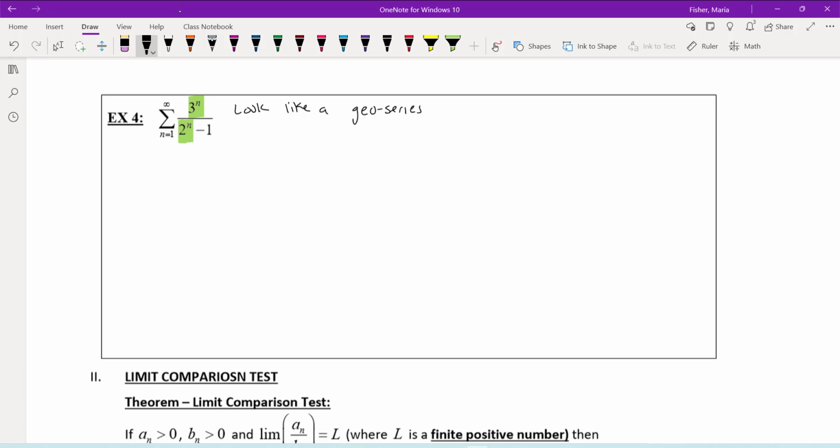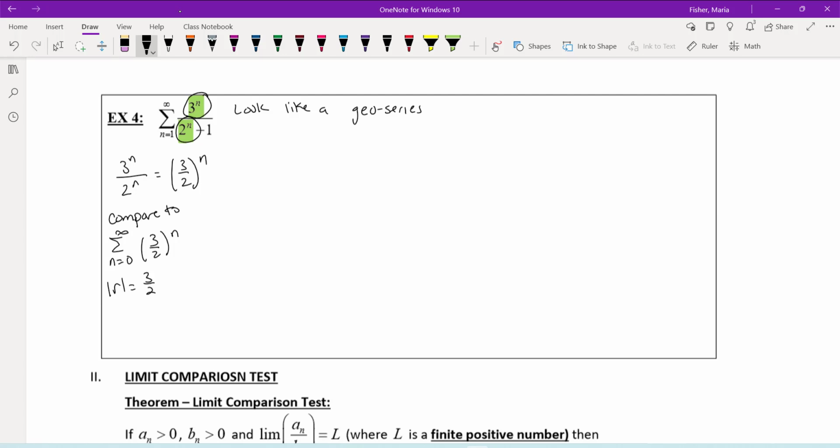I still do the same thing. I figure out leading term over leading term. The leading term of my numerator is 3 to the n. The leading term of the denominator is 2 to the n. Well, we can rewrite that since they're both raised to the nth power as 3 halves to the n. So I'm going to compare this to the geometric series, the sum from n equal 0 to infinity of 3 halves to the n. Here, the absolute value of r is 3 halves.